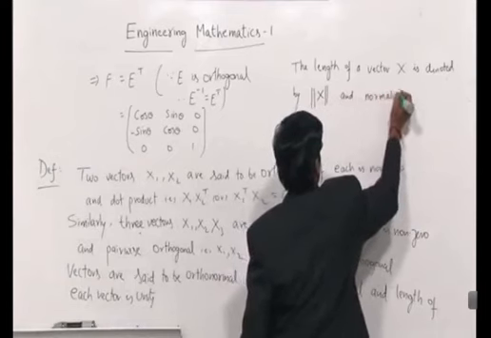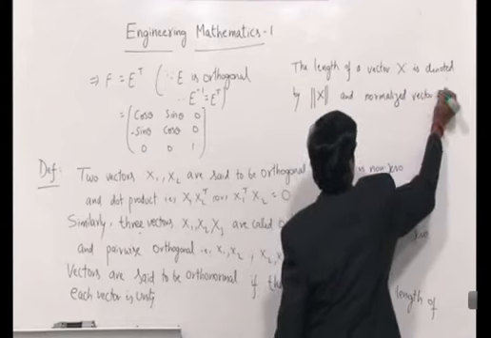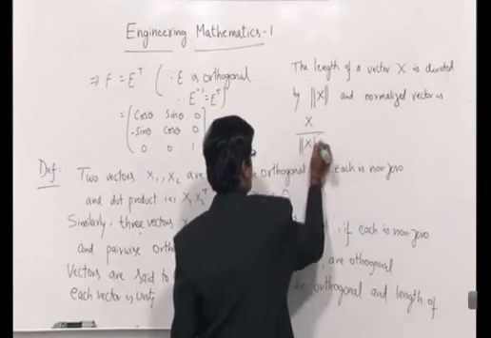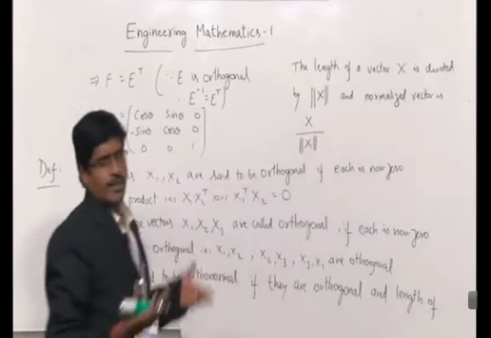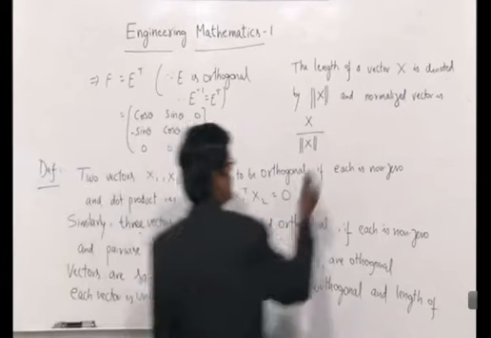A normalized vector, that is a unit vector, is x divided by its length. How to find a unit vector in the given direction? The given direction divided by its length, that is called the unit vector. I am comparing this with vector algebra. Okay, so how to find this one?